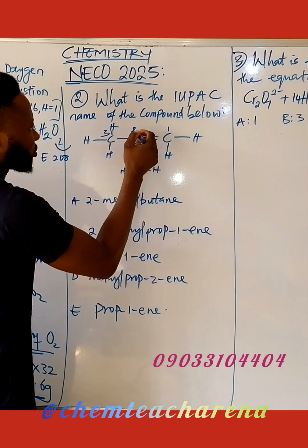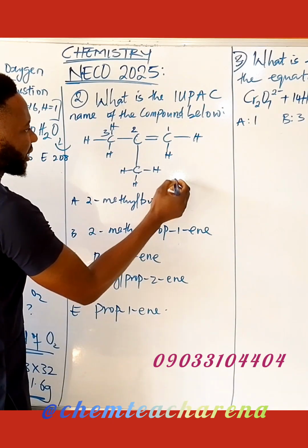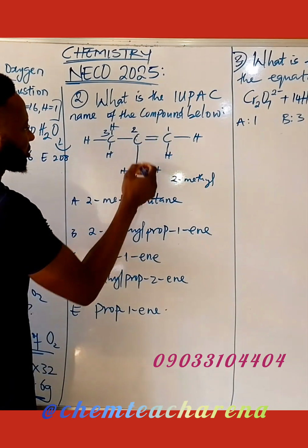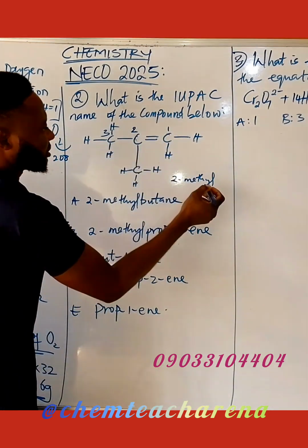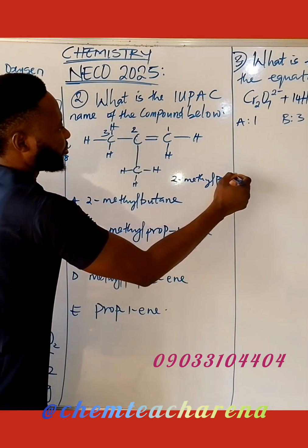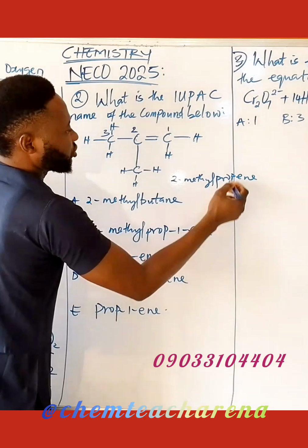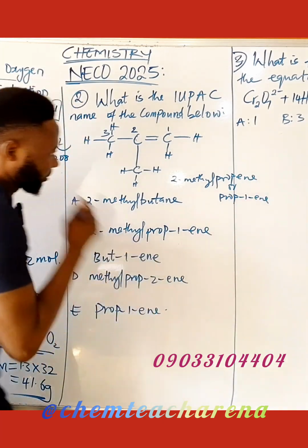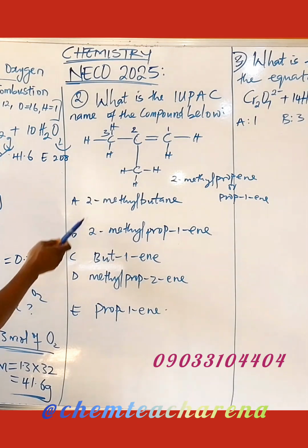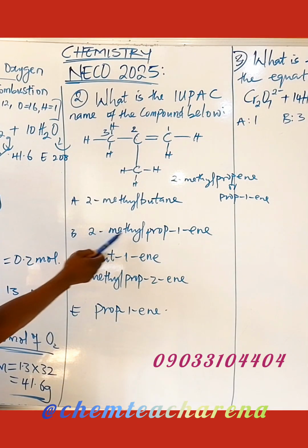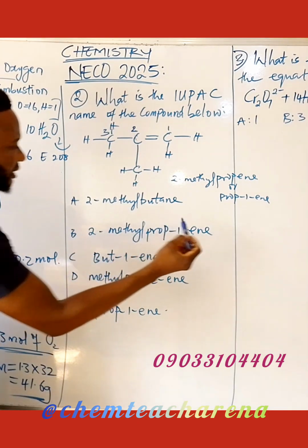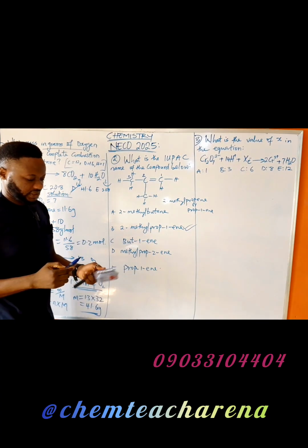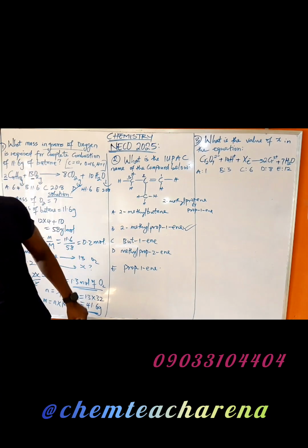So this is 1, 2, and this is going to be 2-methyl. So we have 2-methyl propene, or 2-methylprop-1-ene. This is the correct option. That is how you answer that question. I hope it's very simple and clear.